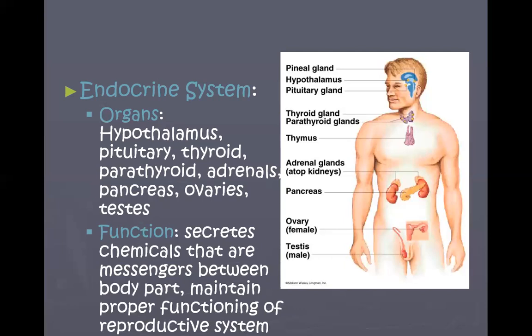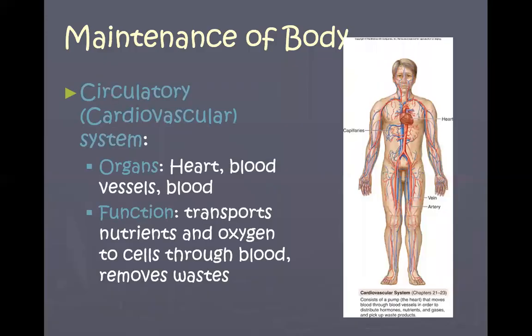Okay, next. Maintenance of the body. We have the circulatory system, also called the cardiovascular system. This is made up of your heart, blood vessels, and blood. What gas do we inhale? And what gas must be transferred to every cell in your body? Let's make sure we get that straight from this point forward. What gas do our cells produce that our body must get rid of and return to the atmosphere?